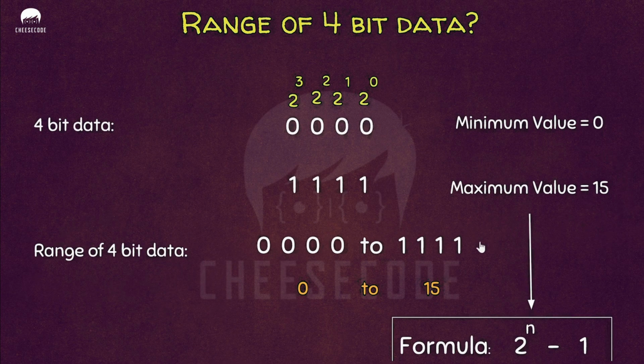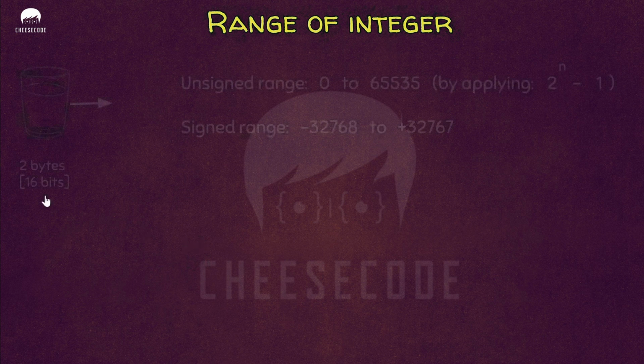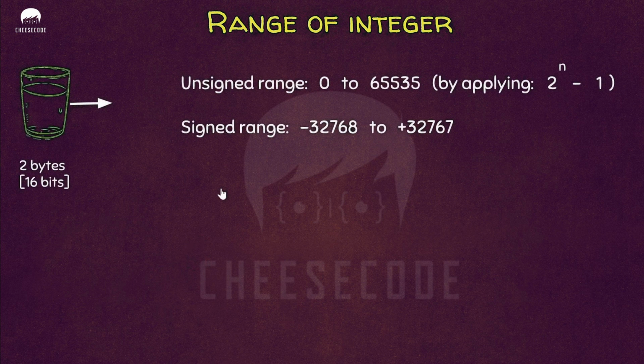Let's calculate the range of integer. If in your machine, the size of integer is 2 bytes, then the unsigned range is from 0 to 65,535 by applying the same formula for calculating the maximum value. By replacing this n with 16, you get 2 raised to power 16 minus 1, which is nothing but 65,535.